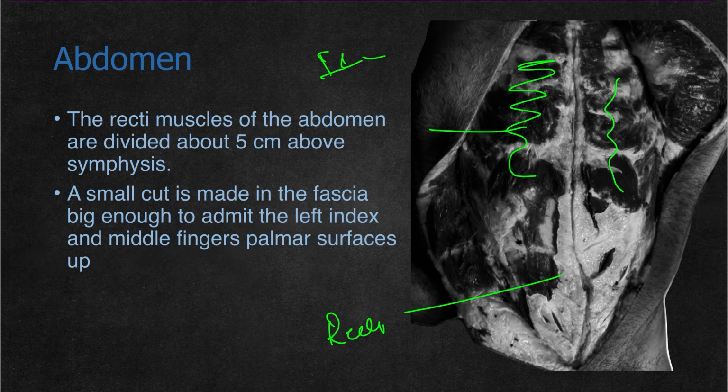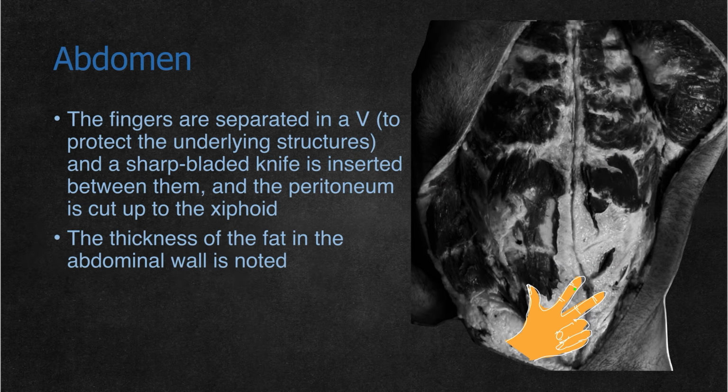After the skin is reflected, the recti muscles of the abdomen are divided about 5 cm above the symphysis. Then the recti muscles are separated on each side. Then a small cut is made in the fascia, big enough to admit the left index and middle finger, palmar surface up, inside the abdomen. So once the recti muscles are separated, the index and middle fingers are inserted in a V shape into the abdomen to dissect the peritoneum. The fingers are separated in a V to protect the underlying structures, and a sharp-bladed knife is inserted between them and the peritoneum is cut up to the xiphoid.